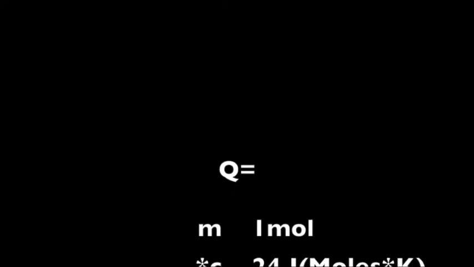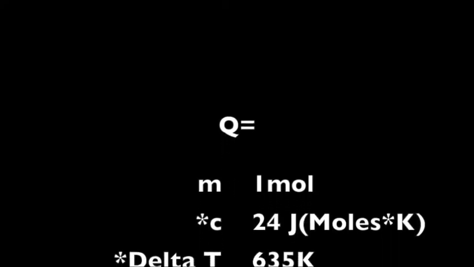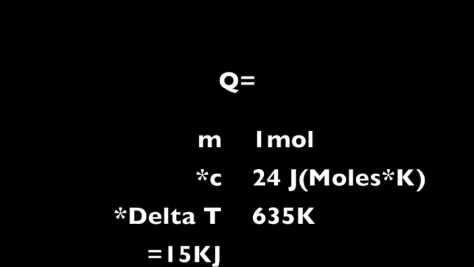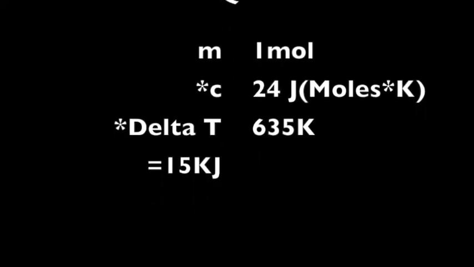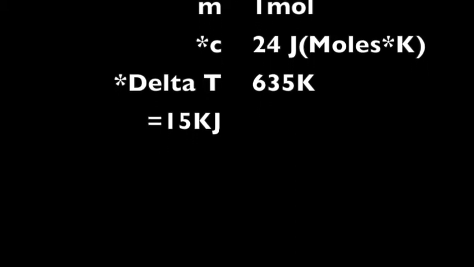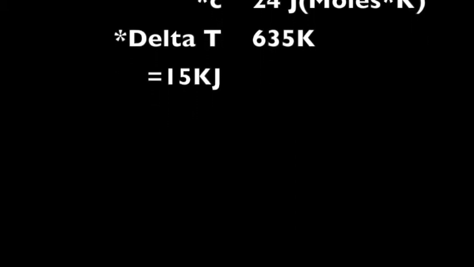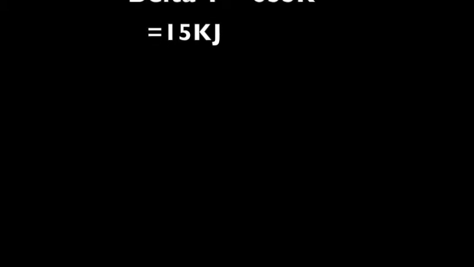And now let's put all these numbers into that formula, which is Q equals 24 times 1 times 933 minus 298. And what we will get is 15 kilojoules.